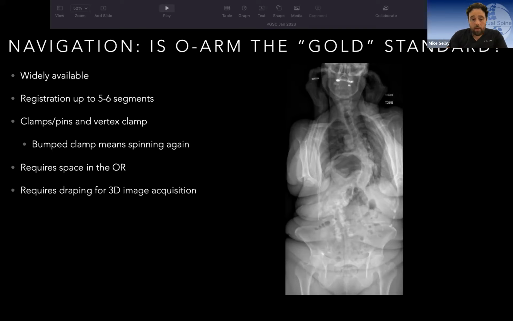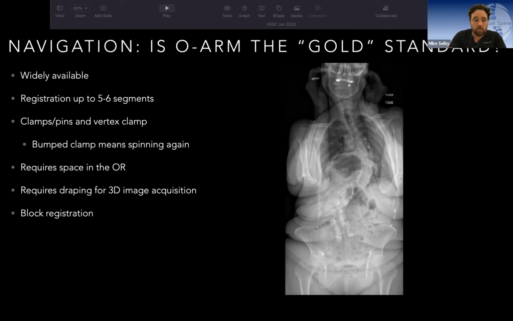You do have to drape it in for the 3D image acquisition. You can leave it in there. But the other thing the O-arm does, and other systems do, is a block registration. They're registering multiple vertebrae at once, and they're not really segmenting them out, which leads to some accuracy issues, particularly when you're dealing with tiny pedicles.